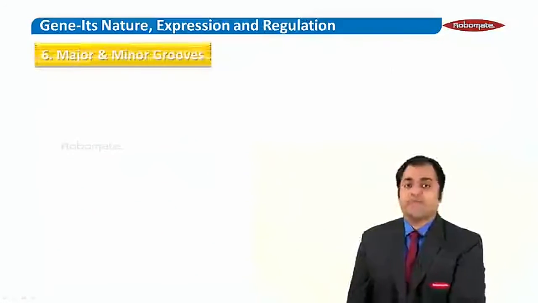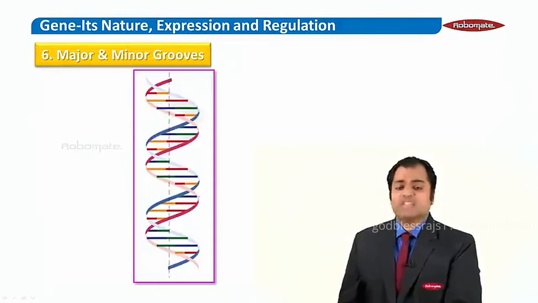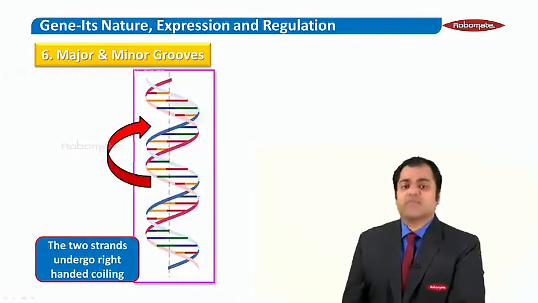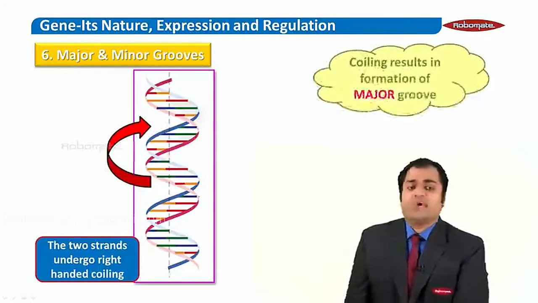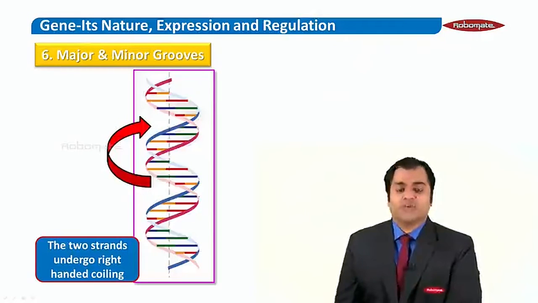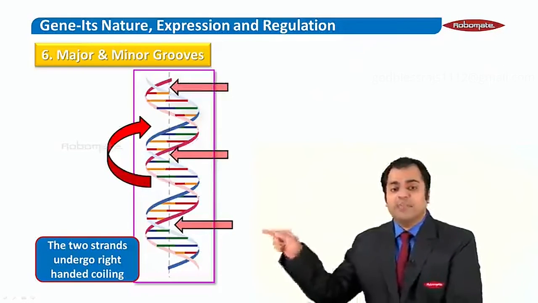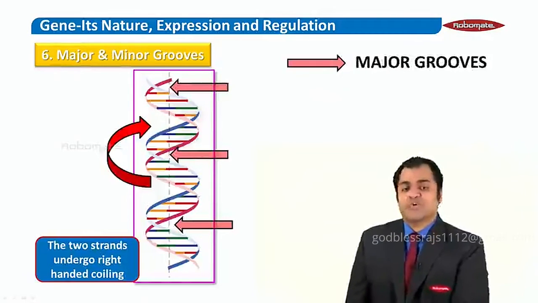Okay, moving on. What you see here now is point number 6, which is major and minor grooves. Once again, looking at this double helical structure, the two strands undergo right-handed coiling. Is it okay? And because of the coiling, you see the formation of a major groove. The major groove is also the deep groove. So these arrows indicate major grooves.